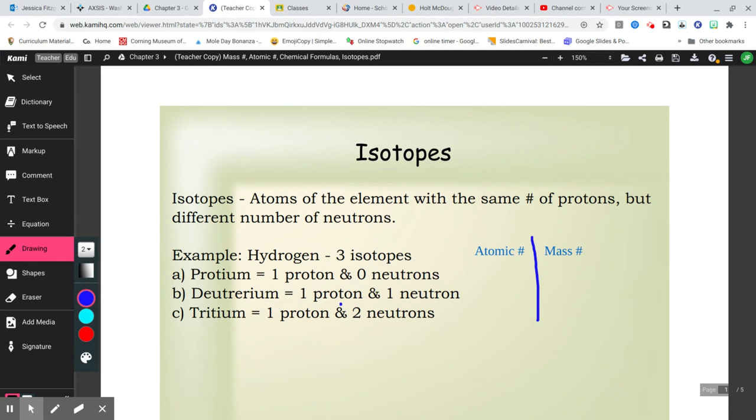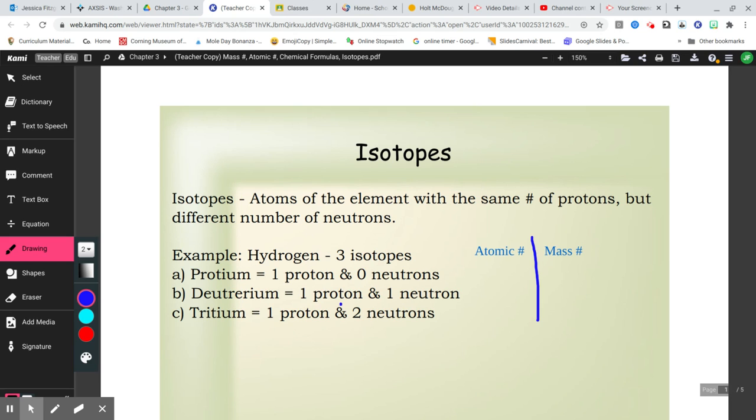So, even though we say atoms of the same element are exactly alike, they're really not. Their masses are going to be a little bit different. So, for instance, let's look at hydrogen. There are three isotopes of hydrogen. We have protium, deuterium, and tritium. And only one of those isotopes appears on the periodic table, not all three of them.